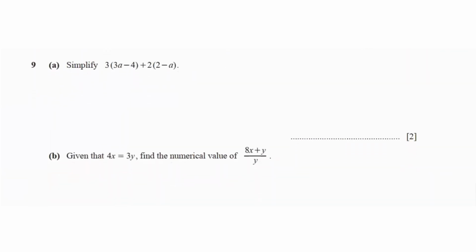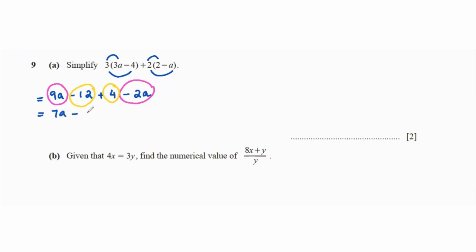Question 9 says simplify. So what we're going to do is we're going to expand the bracket. 3 times 3a, 3 times -4, 2 times 2 and 2 times -2a, and 2 times -a. That's going to be 9a minus 12 plus 4 minus 2a. Combine the like terms. So over here, these are the like terms, and these are the like terms. So that's going to give us 7a minus 8.